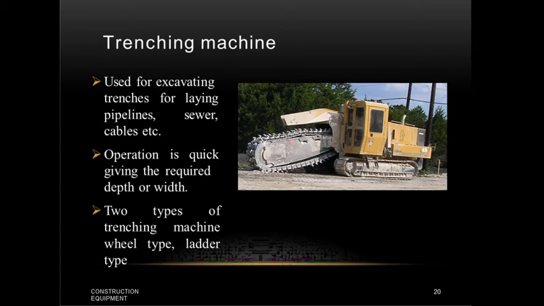The next one is the trenching machine. Trenching machines are machines used for excavation in trenches, for laying pipelines, sewers, and cables. Their operation is quick, giving the required depth or width. Basically there are two types of trenching machines which are used. The first one is the wheel type and the second one is the ladder type. You can see the trenching machine here.